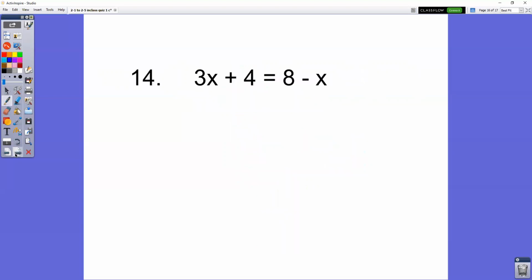The last one. Go ahead and try this one. Again, be very careful. Remember, anytime that they give you a letter that's all by itself, there is really a 1 in front of it. So that really says 8 minus 1x. Go ahead and do number 14, please. This is the last one.